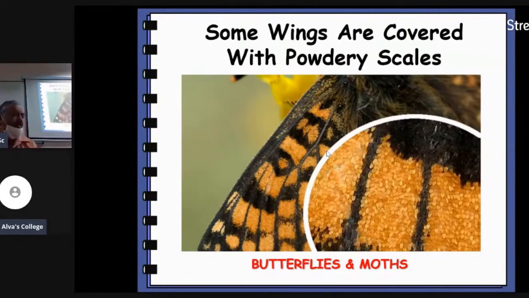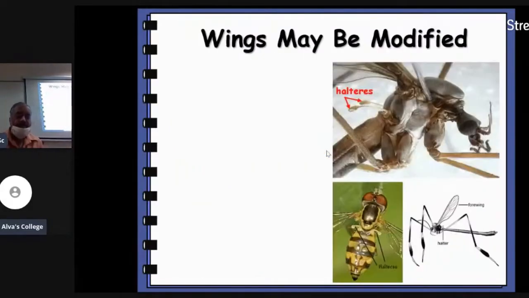Then wings also contain what are called scales. You must have known that butterflies and moths have scales on their wings. For example, butterflies have varied kinds of scales which vary in size, shape and color, and they give various patterns to these wings.